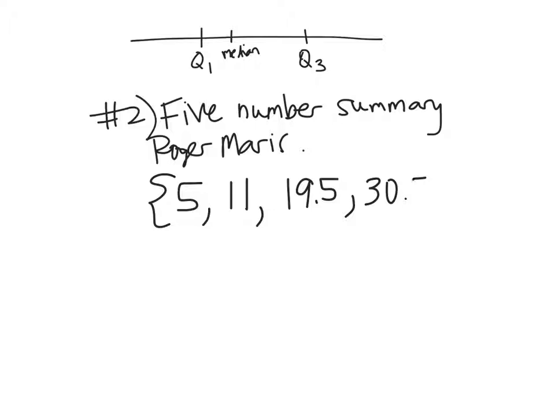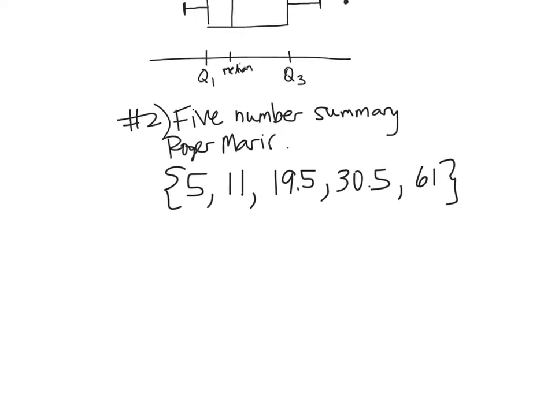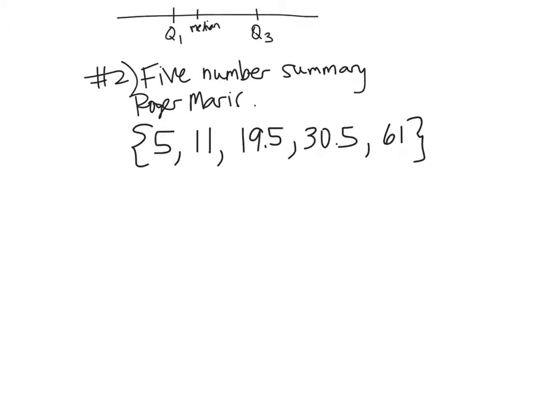30.5 is the quartile 3, and the maximum is 61. So that's your 5-number summary for this data. Now, it doesn't have to be sorted. Now let's graph it. We're going to draw a box and whisker plot.